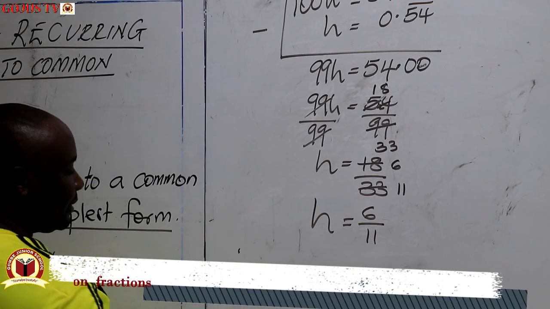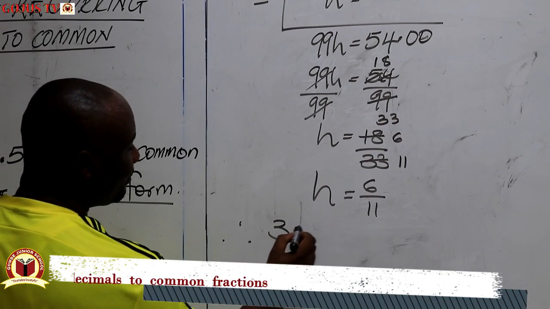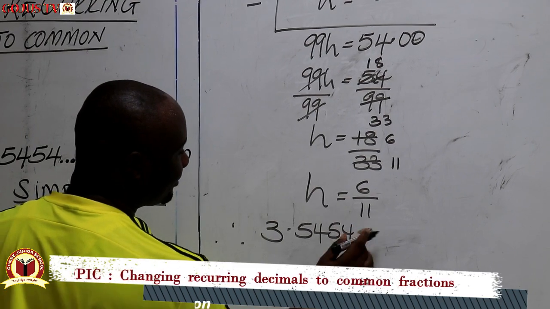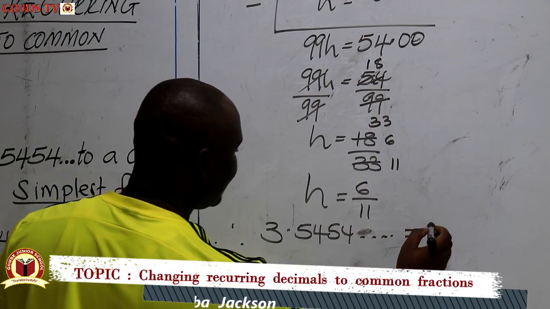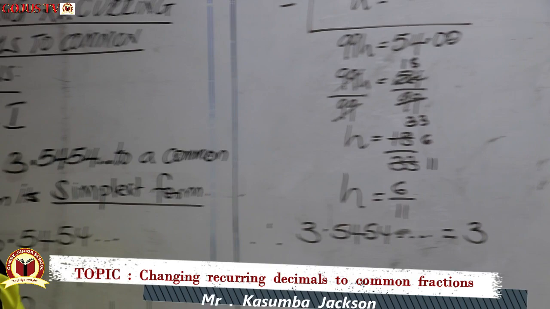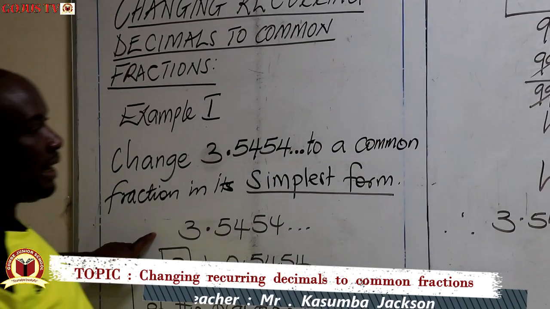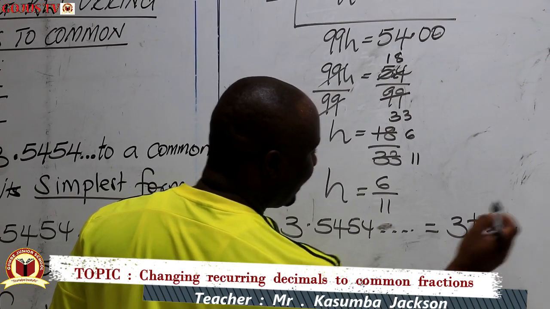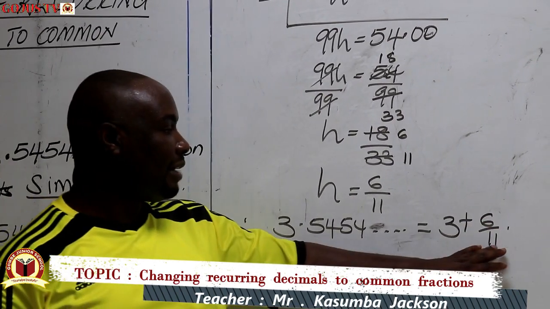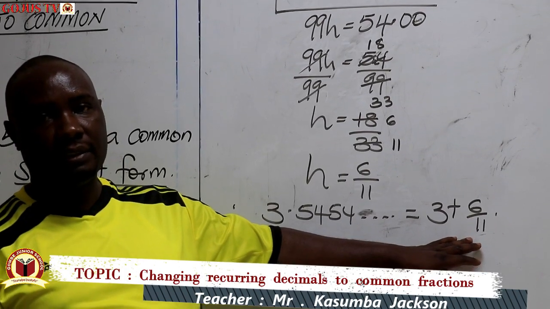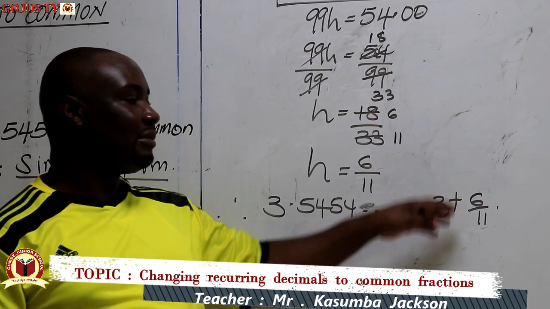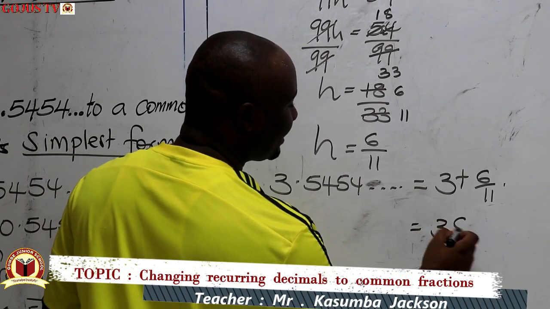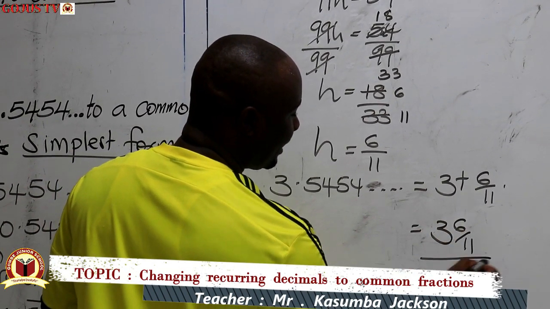Therefore, our fraction, which was 3.54 recurring, is as good as 3 brought back from where we had kept it in a box, added to the fraction we have as H, 6 out of 11. And I normally tell you that when you are adding whole numbers to proper fractions, it is the same as removing just the addition sign, and you have the whole thing as 3 whole numbers, 6 out of 11, as our fraction.